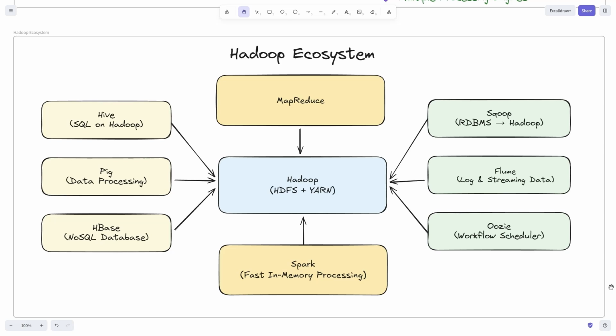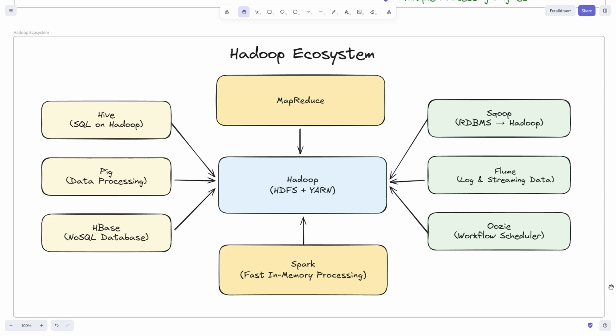HBase is a NoSQL database built on top of HDFS. HDFS is optimized for batch processing, not for random read and write operations. HBase solves this problem by providing real-time read and write access to large datasets. It is commonly used when low latency access is required.